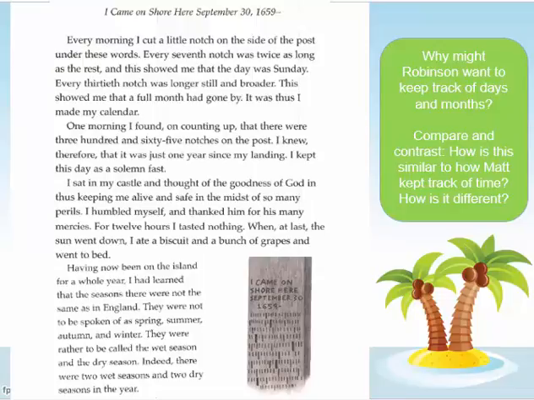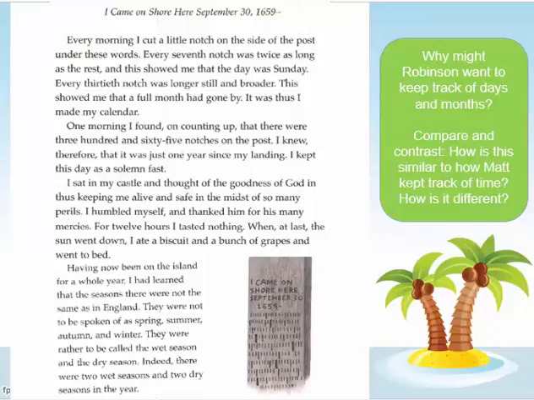Every morning I cut a little notch on the side of the post under these words. Every 7th notch was twice as long as the rest, and this showed me that the day was Sunday. Every 30th notch was longer still and broader. This showed me that a full month had gone by. It was thus I made my calendar. One morning I found, on counting up, that there were 365 notches on the post. I knew, therefore, that it was just 1 year since my landing. I kept this day as a solemn fast.